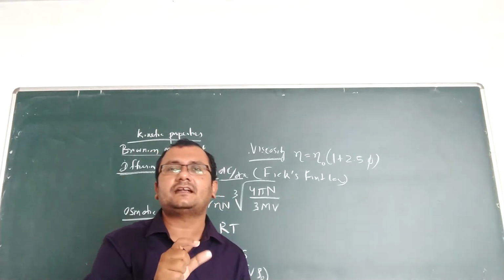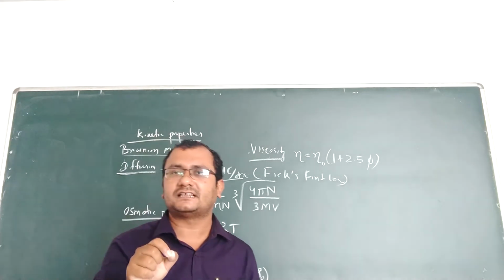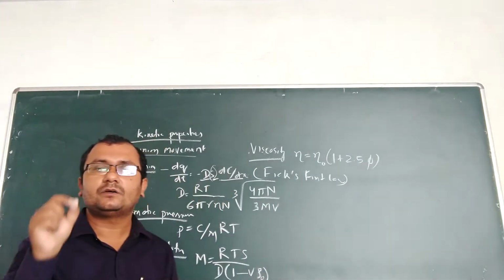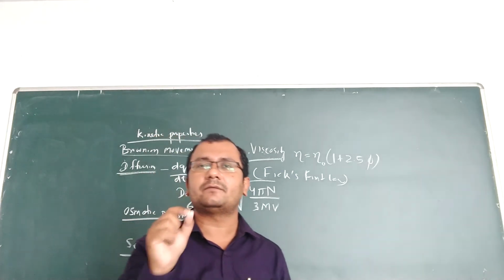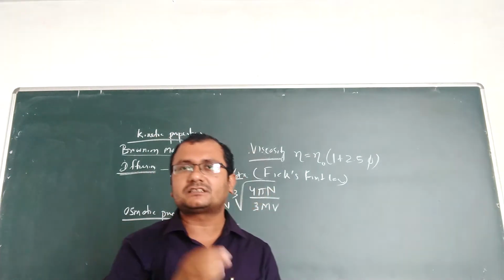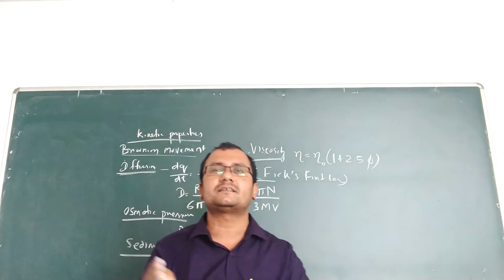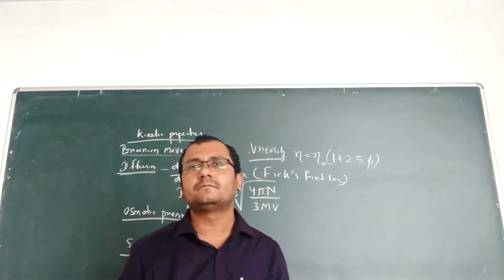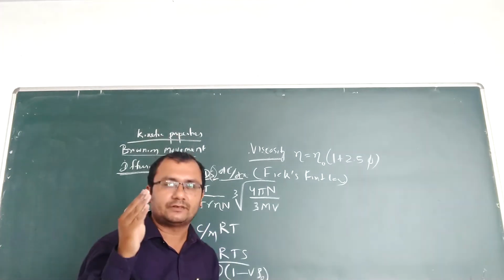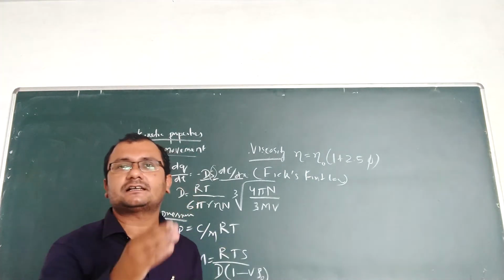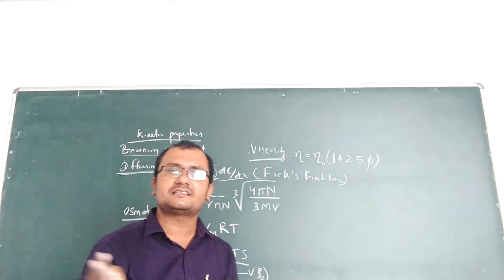This movement of particles from higher concentration to lower concentration will continue until equilibrium is attained. Equilibrium is attained when the concentration on both sides is the same. At that time only, the movement of particles will stop. Otherwise, this is a continuous process, or we can say it is a natural process.